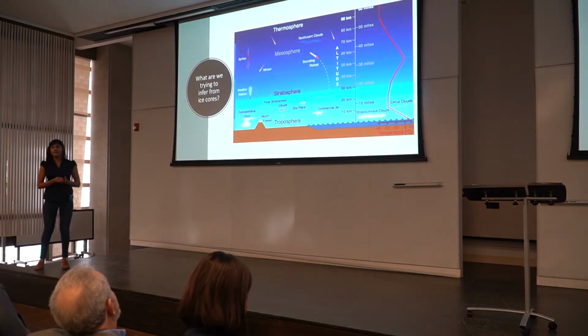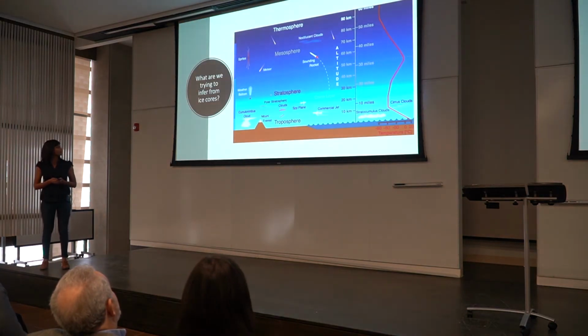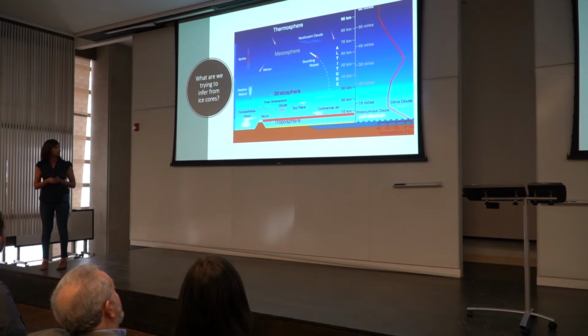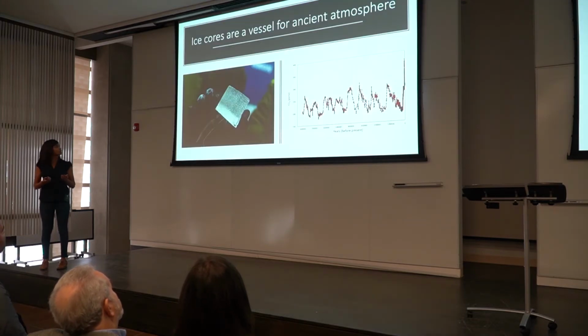Now, most of the paleoclimate records that go back in Earth history are focused on the surface changes that occur in the Earth's atmosphere. My research here is to understand what the temperature changes are that are occurring at a higher altitude in the atmosphere of the Earth. And to do this, I use ice cores because they are literally a vessel that traps the ancient atmosphere in them when they form.